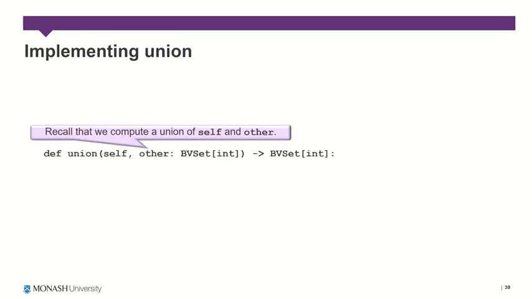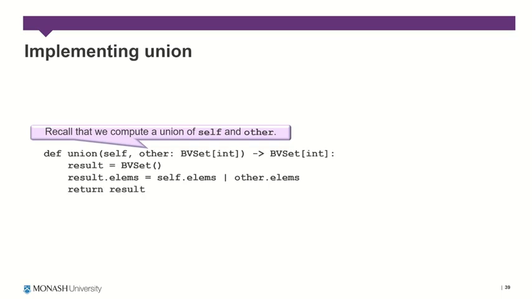Let's look at union. Recall that a union of self and other is what we're trying to aim for here. So we create our resulting set, and to do the union between the current elements and our other elements, all we need to do is apply the union operation on those two integers. All we need for that is our OR operation between the two integer representations of our bit vector. Then overall we just return the result. So it's quite simple, because all we need to do is combine the bits together to get the overall representation of all the elements that are in our set.